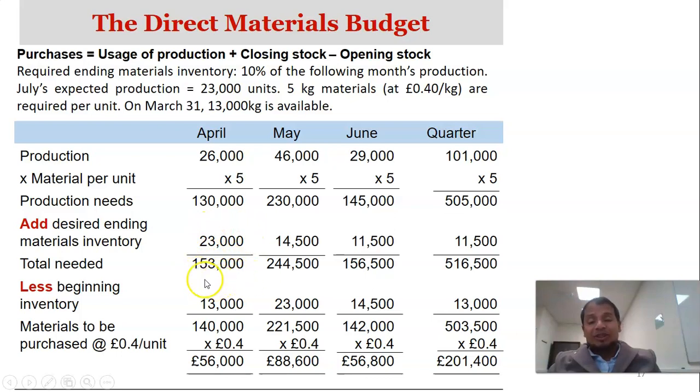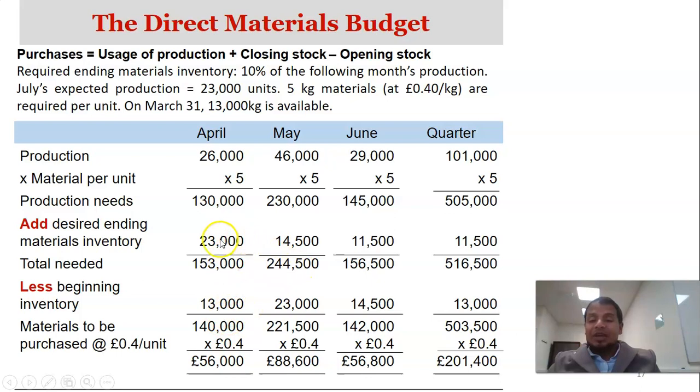So how much do we need to purchase? Do we need to purchase this? No, because we already have 13,000 given in the question. This is the end of March amount. Ending inventory of March means beginning inventory of April. So 13,000 kilograms we already have. So how much do we need to purchase? The remaining amount, 140,000, that we need to purchase.